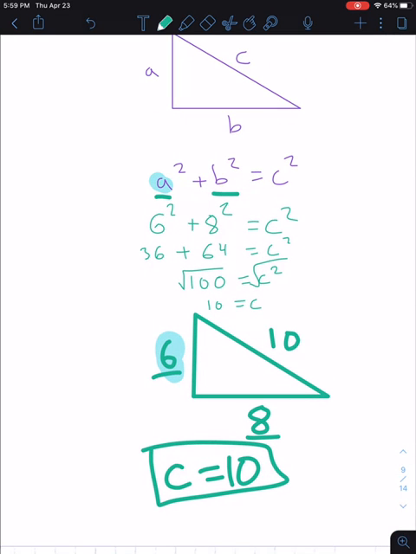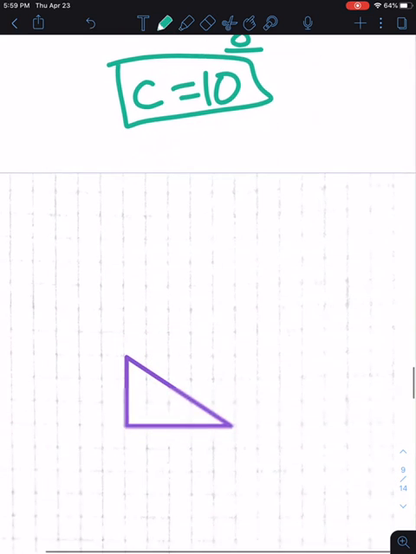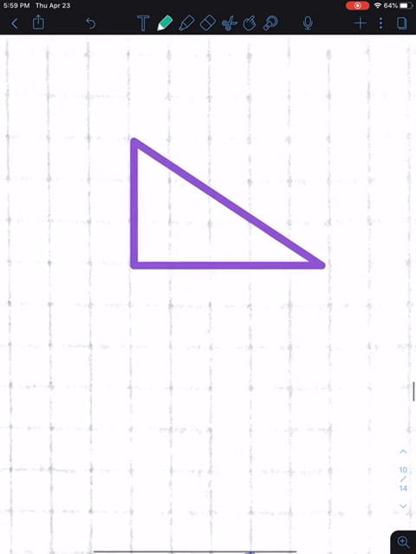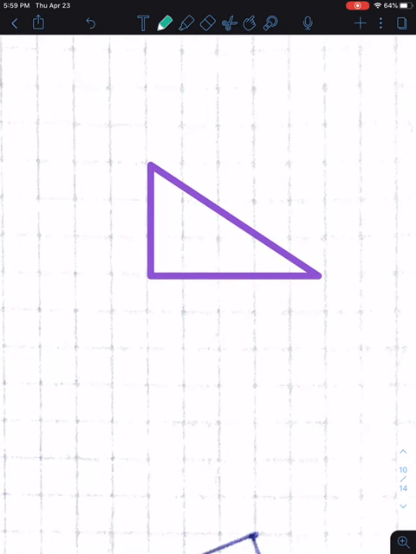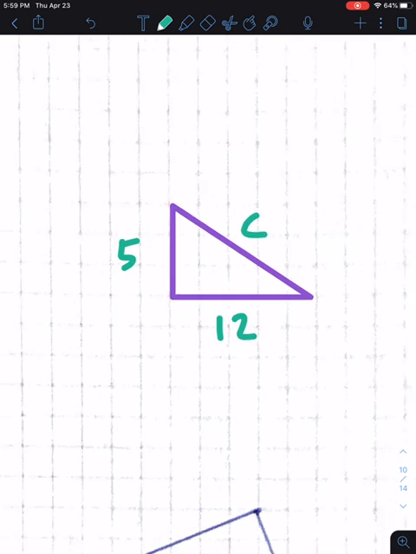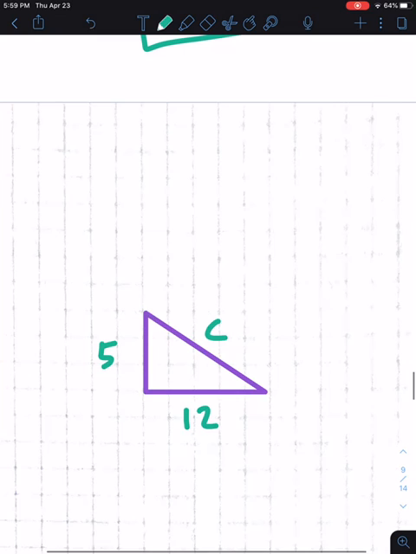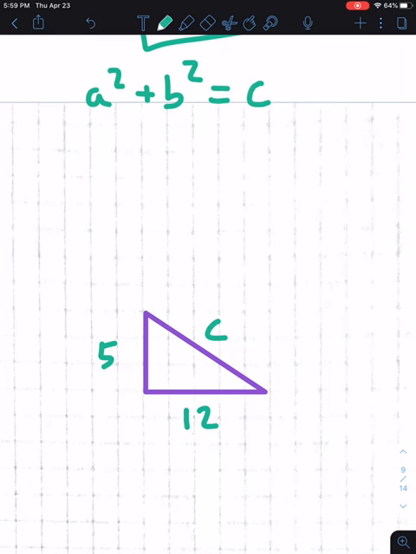Now, there's another one we could do. I'll do another example. Oh, look, a triangle's already there. Perfect. So we'll do a bigger triangle this time. 5, 12, and let's say C, because we don't know what C is. So first off, write out a squared plus b squared equals c squared. Then we just fill things in. So 5 squared plus 12 squared equals c squared.